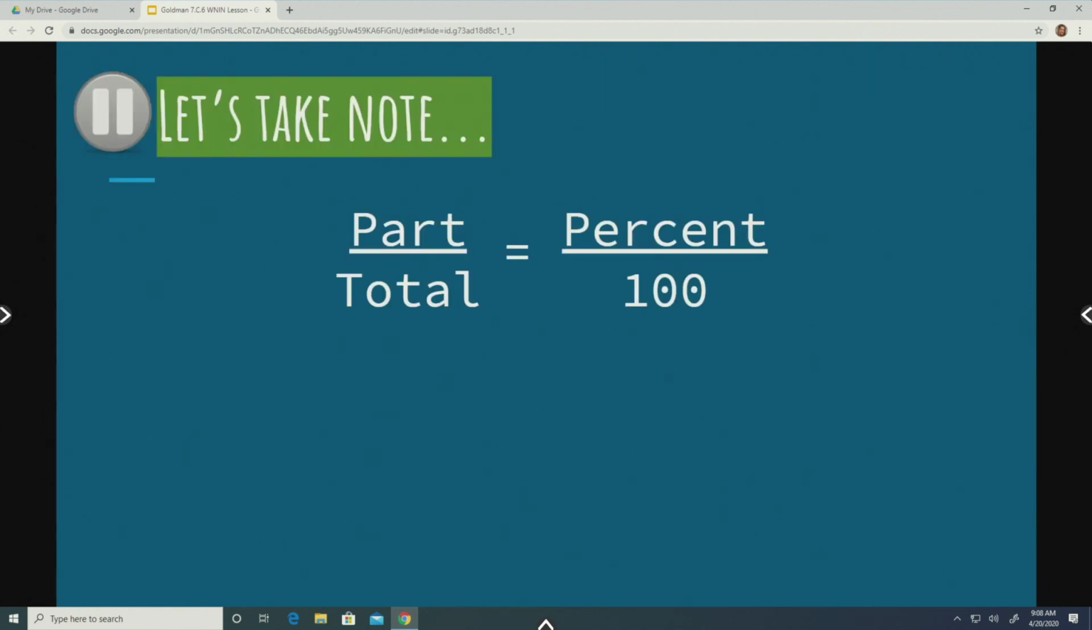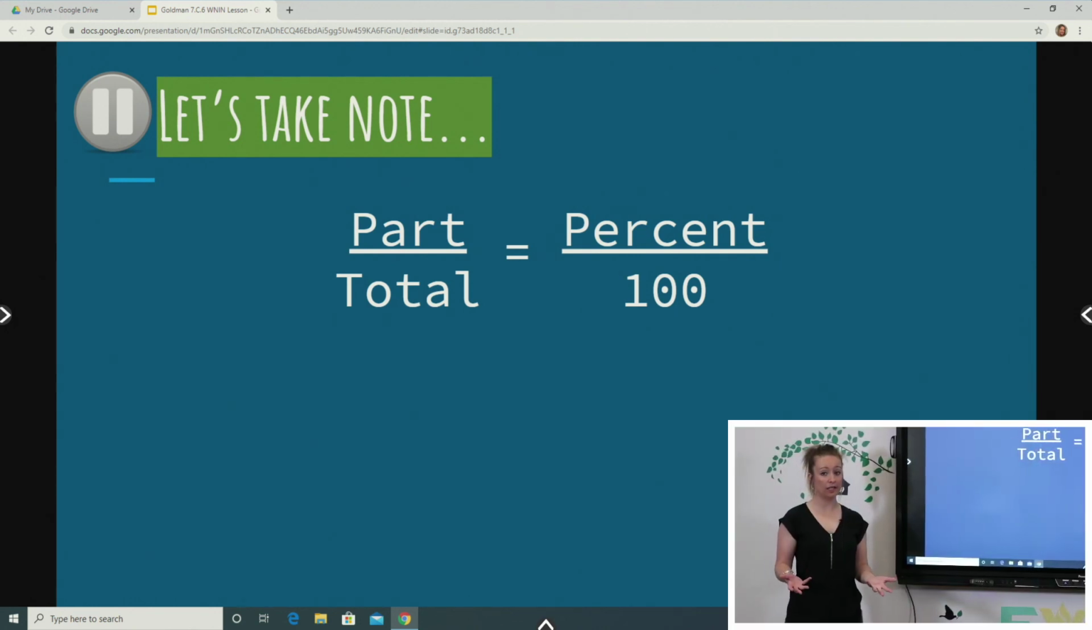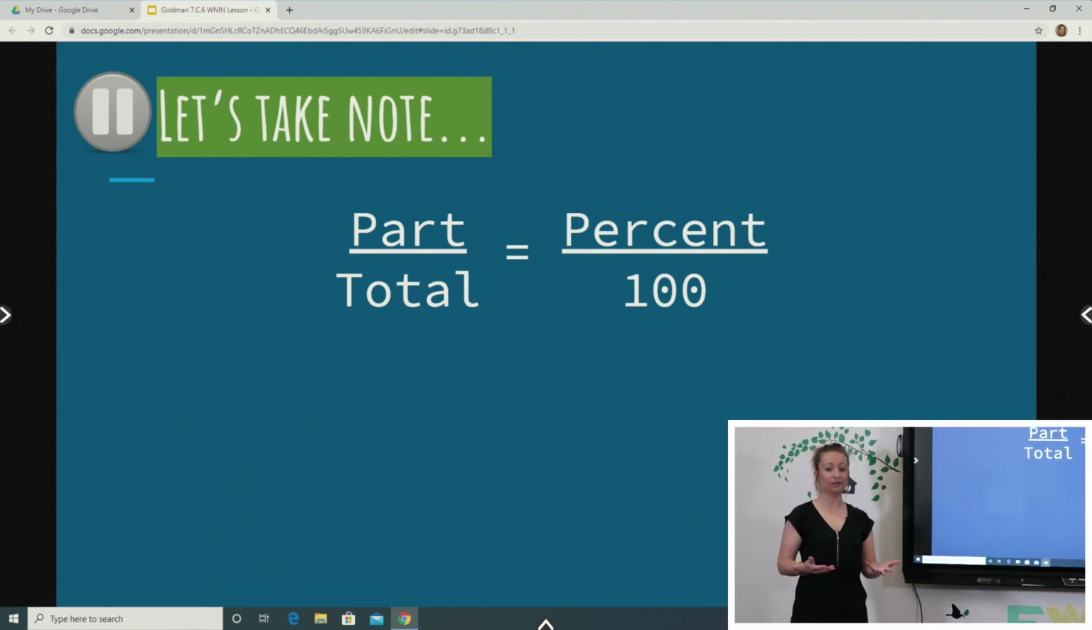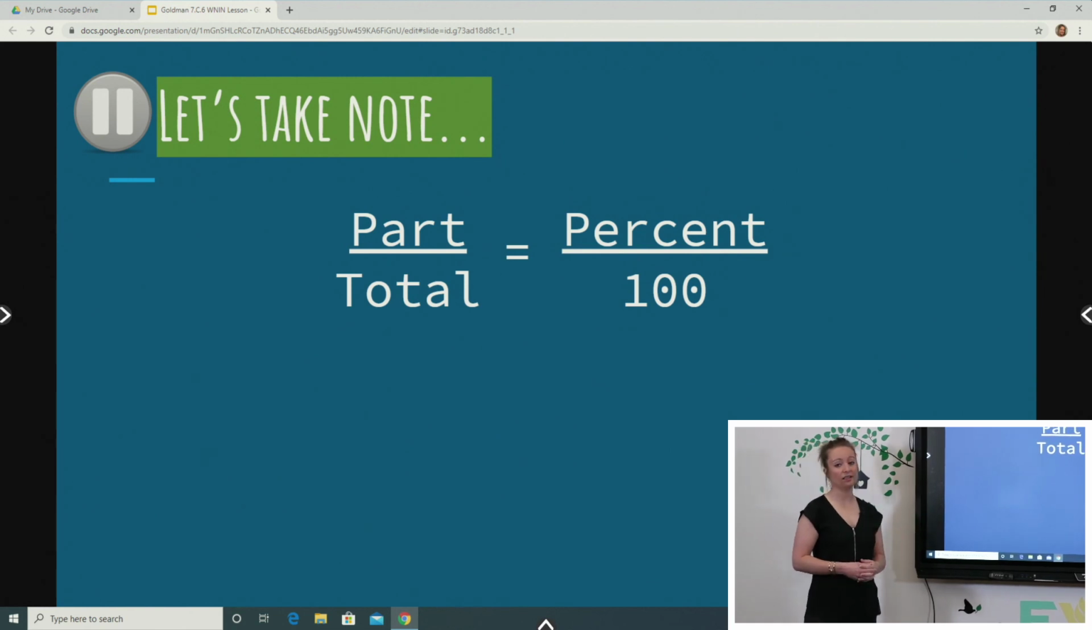This proportion is going to be extremely important for us to solve the rest of these problems. So, if you're taking notes right now, grab a pencil and a piece of paper and jot this down so you can reference as we're practicing the rest of the problems. I'll give you the next couple seconds.